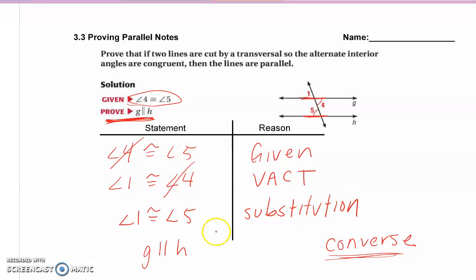So now that you tell me angle 1 and angle 5 are congruent, which they are, and now that they are corresponding, you can tell me the lines must be parallel by corresponding angles converse. You just have to remember that if you're proving lines are parallel, then it's the converse.